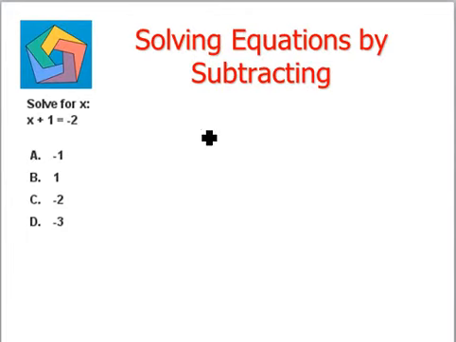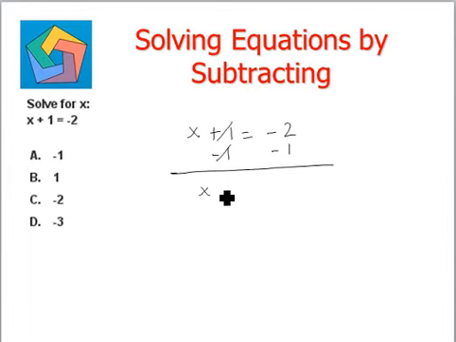Solve for x and we're given x plus 1 equals negative 2. Now here in order to make positive 1 into 0, we subtract 1 from both sides. And let's see what we get. A positive 1 minus 1 is 0. x equals negative 2 minus 1.